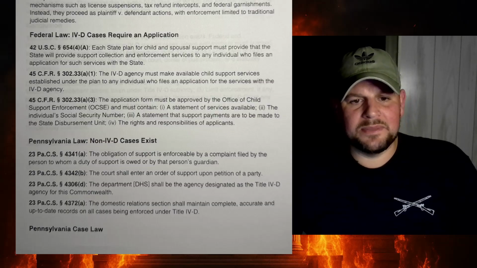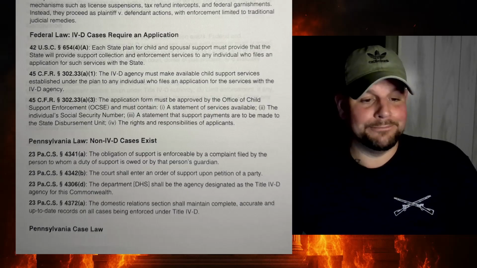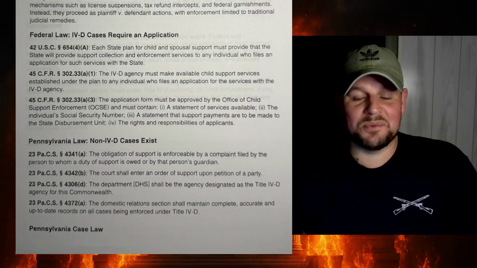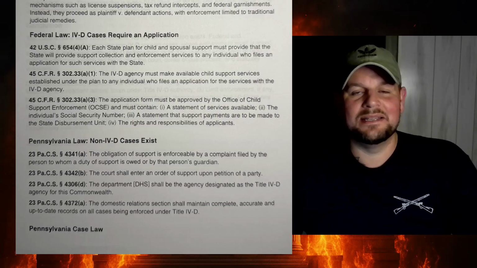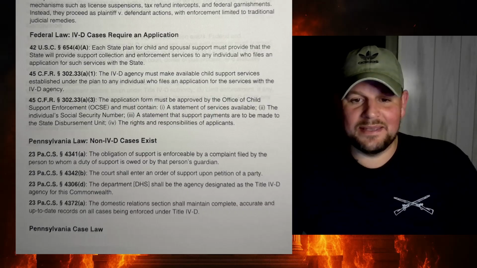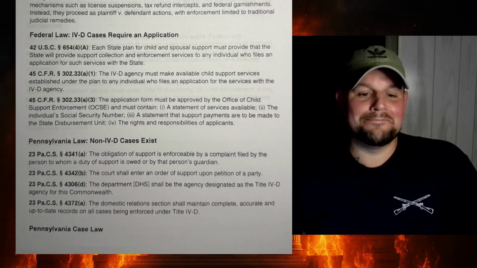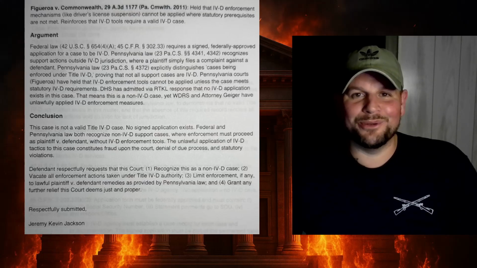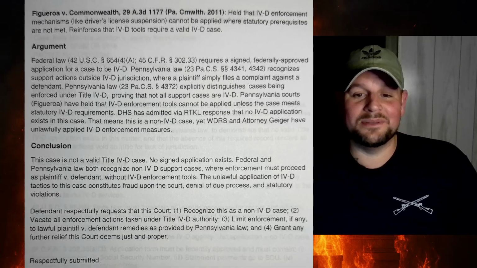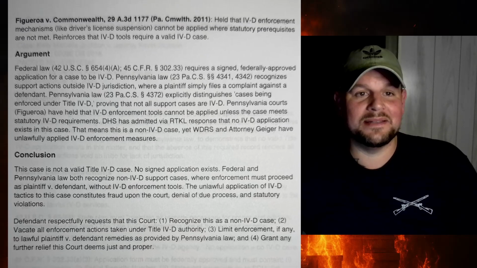And the final one here is the domestic relations section. Shall maintain complete, accurate, up-to-date records on all cases being enforced under Title 4D. They're not. And I showed you guys proof before. And believe me, I have stacks of papers showing that it's not up-to-date, complete, and accurate. So again, that's all for trials, hearings, courts, all that stuff that's coming up. Believe me, I got my ducks in a row, guys. I wouldn't do it if I didn't have my stuff together, just say that.